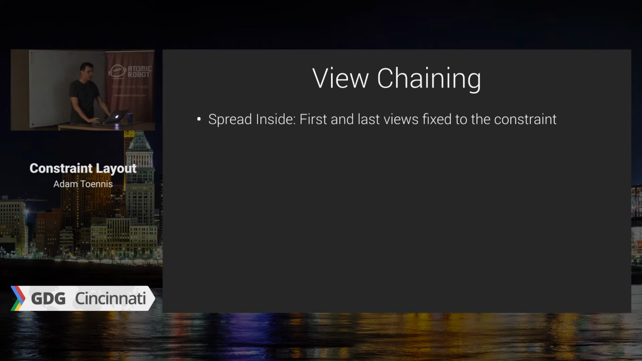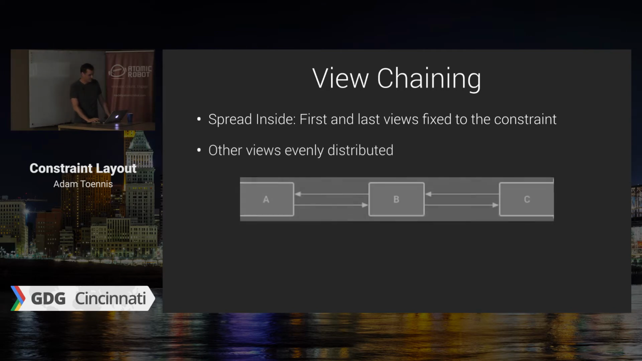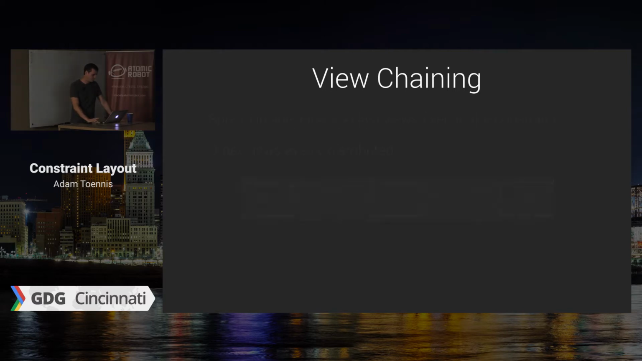Spread inside, this one's a little odd. I'm sure there's a use for it because they have it. I'm not very creative, so I don't really know, but it anchors the left and the right. They're fixed to the constraint, and then the rest of them, there's only one here, but they'll be evenly distributed in a similar manner as the previous example.